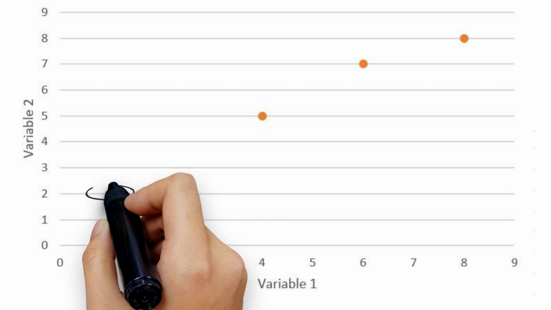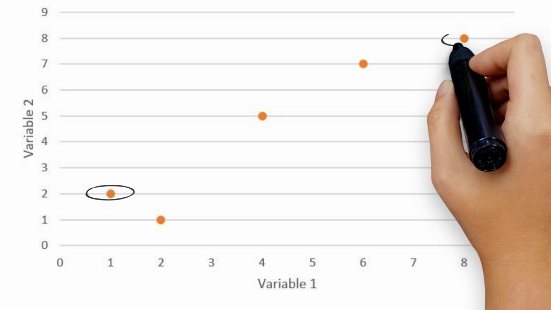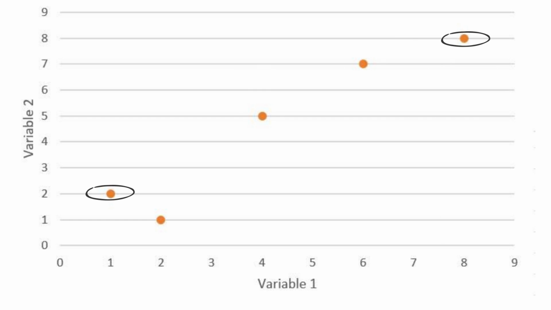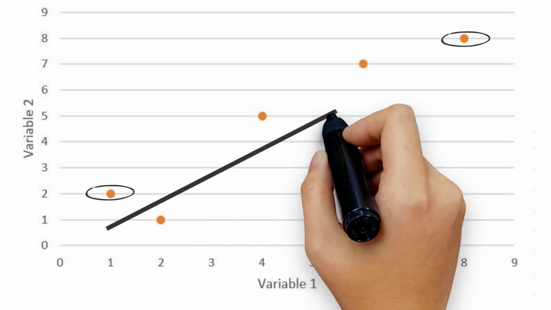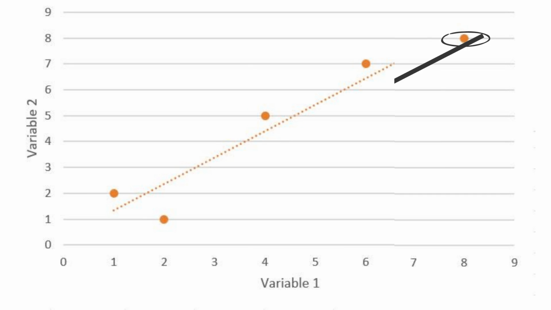So this point on the plot represents 1 for variable 1 and 2 for variable 2. Similarly, this point represents a value of 8 for both variables. The dots in a scatter plot not only report the values of the individual data points, but also the pattern when the data points are taken as a whole. So, if we were to fit a straight line through these data points, it might look something like this. We can fit a straight trending line through most of the data points, which suggests a strong positive linear relationship between the two variables. Which means, as we increase variable 1, variable 2 increases as well.